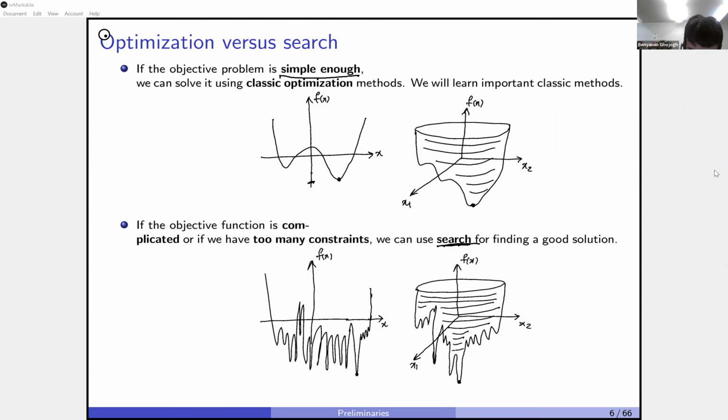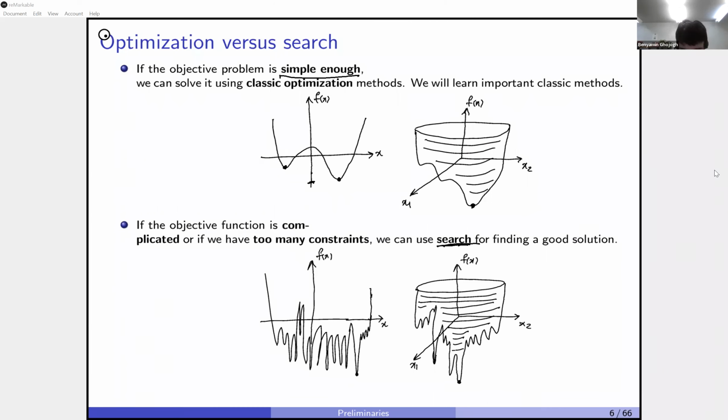You know, this is lower than this, right? This is the minimum. And here also, assume it's a bowl. So it has two inputs and one output, and this is the value of the objective function, this bowl. And here, as you see, this is the minimum.